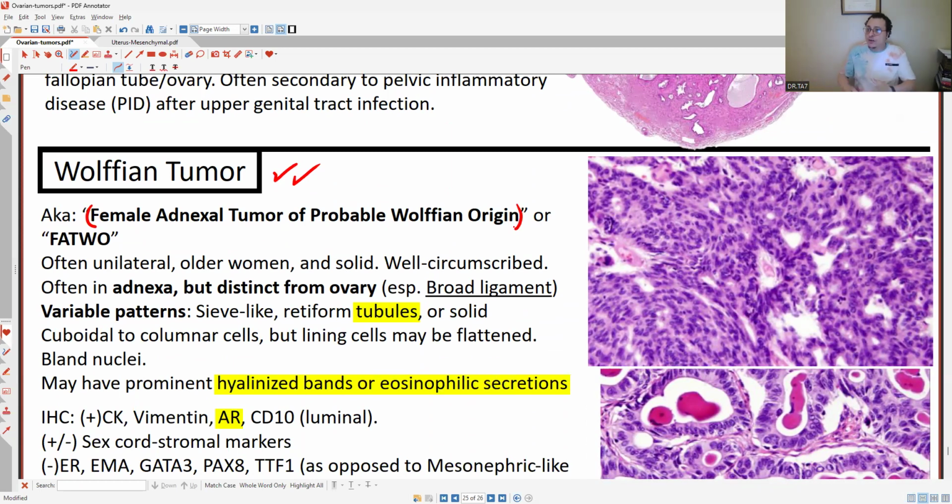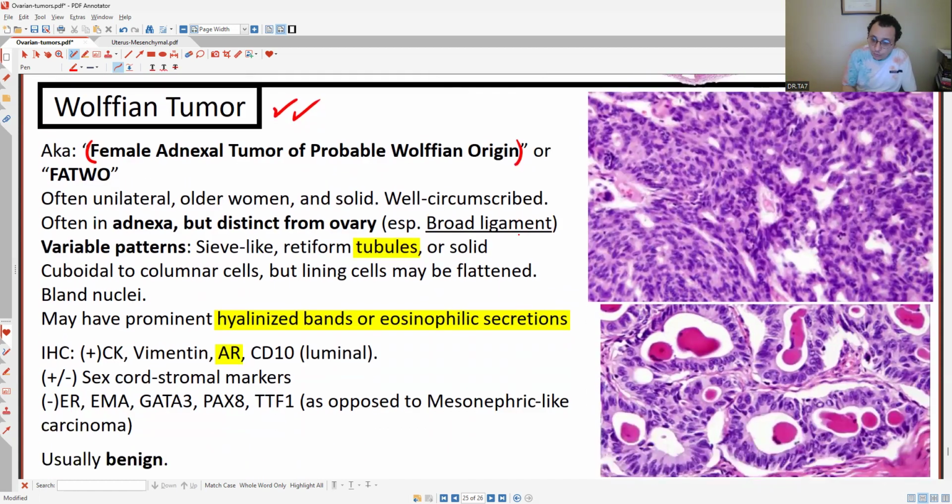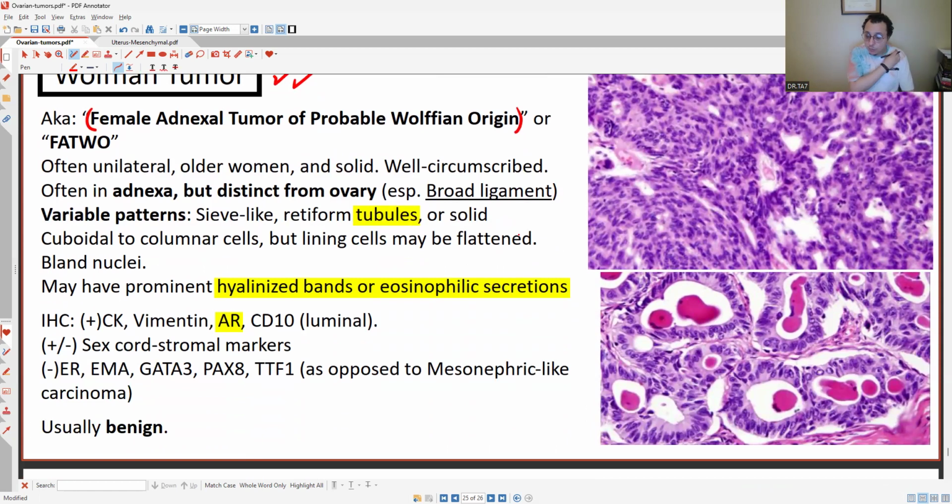This tumor arises from remnants of the Wolffian duct. The Wolffian duct should differentiate into the male genitalia, or male sex organs, internal genitalia. This is the Wolffian duct. So some of the remnants of this Wolffian duct might end up having a Wolffian tumor, which might arise in the fallopian tube or in the adnexa.